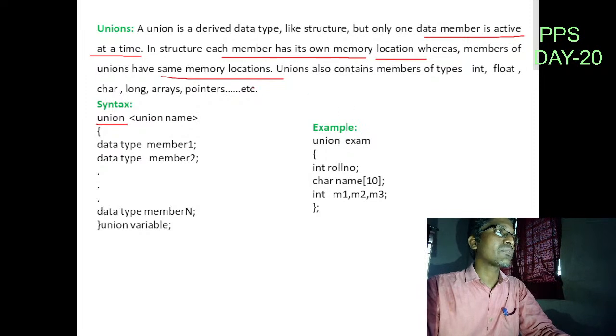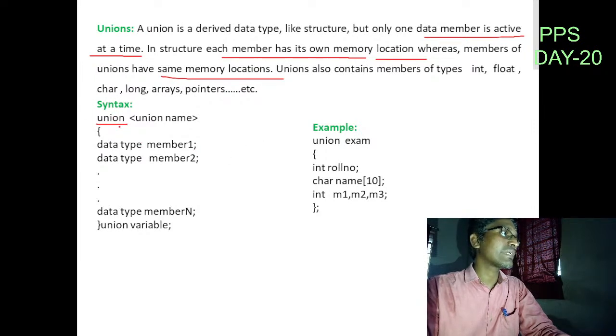So the differences between structure and union are, first, the keyword: in a structure you use the struct keyword, in a union you use the union keyword. Second, in a structure all the members can be initialized at a time, whereas in a union only one member can be initialized at a time. And the next difference is that in a structure each member has its own memory location, whereas in a union they share the common memory location. That is the difference between a structure and a union.